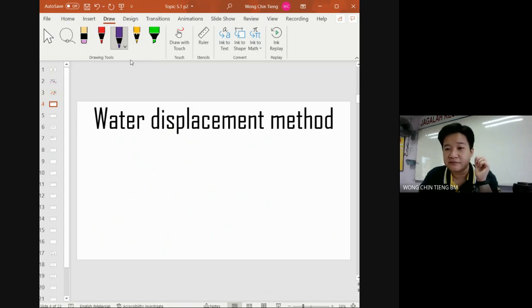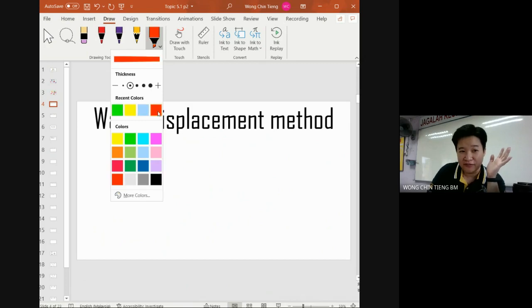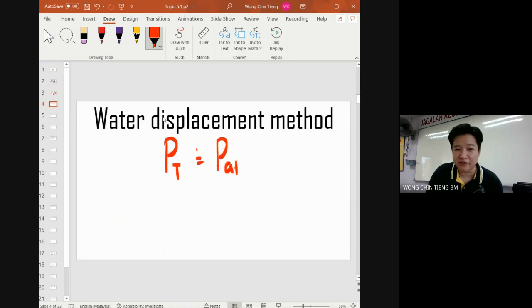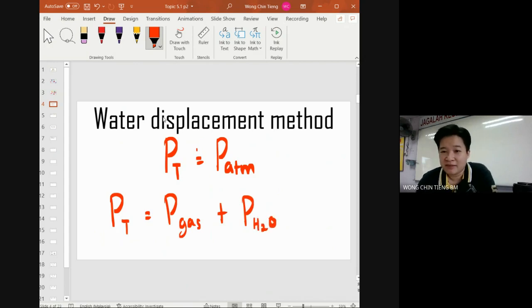Any problem with this? Ada yang tak faham apa benda dia merapik? I think the water displacement method, the biggest formula that you have. At the end of the day, water displacement method bagi satu formula je. P total equals to P atmospheric, betul? And the P total is equals to your P gas plus your P H2O. Agree? Betul? Any problem with that? Ada orang tak faham kenapa macam tu?